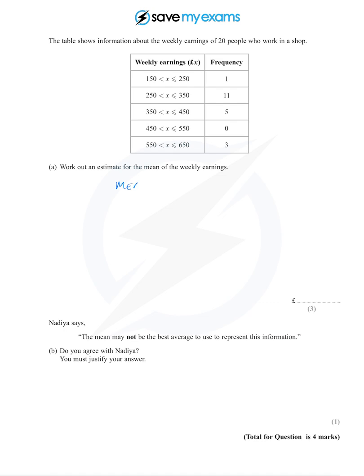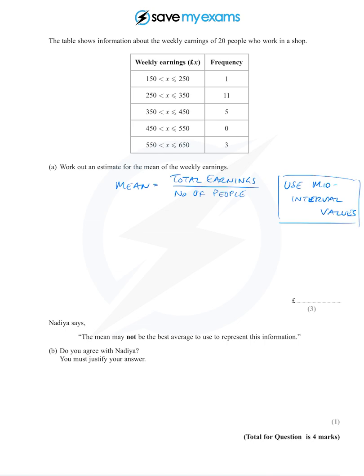Well, we know that the mean is the total, so in this case, the total weekly earnings over the number of people. Now, how do we work out the total earnings when we don't know the actual earnings? We don't know what this one person here earns. Well, we're going to use what I call the mid-interval values. Otherwise we haven't got anything to work with. So let's write down the MIVs, the mid-interval values, and we'll work with those.